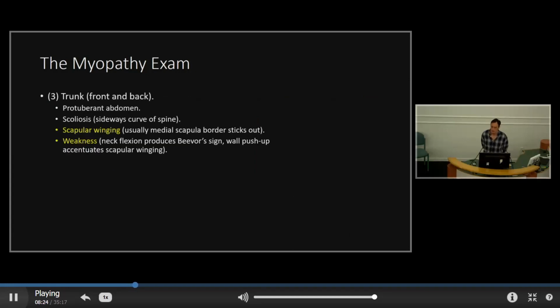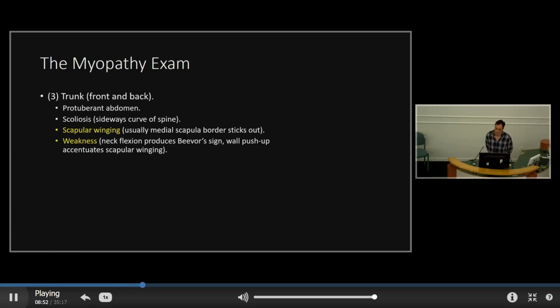Moving down to the trunk, I had an old supervisor who told me there are two kinds of neurologists, ones that look at the front and ones that look at the front and back. And I've always remembered that. So this is where it's very important in an exam setting to look at the front and back, because the back will give you more information than the front for myopathy, often. But on the front, they do have a protuberant abdomen because their abdominal muscles are weak. They may have scoliosis if you look at the back, so their spine has an abnormal curvature.